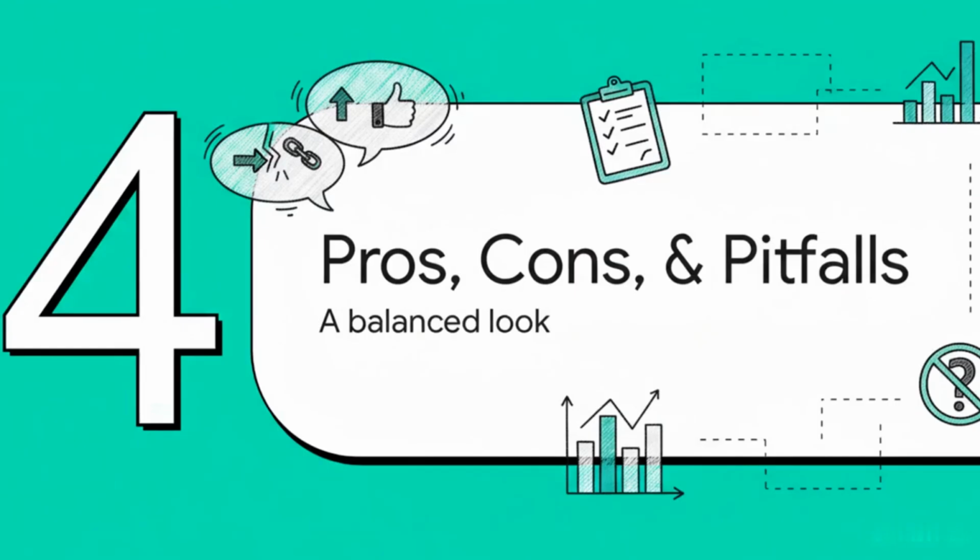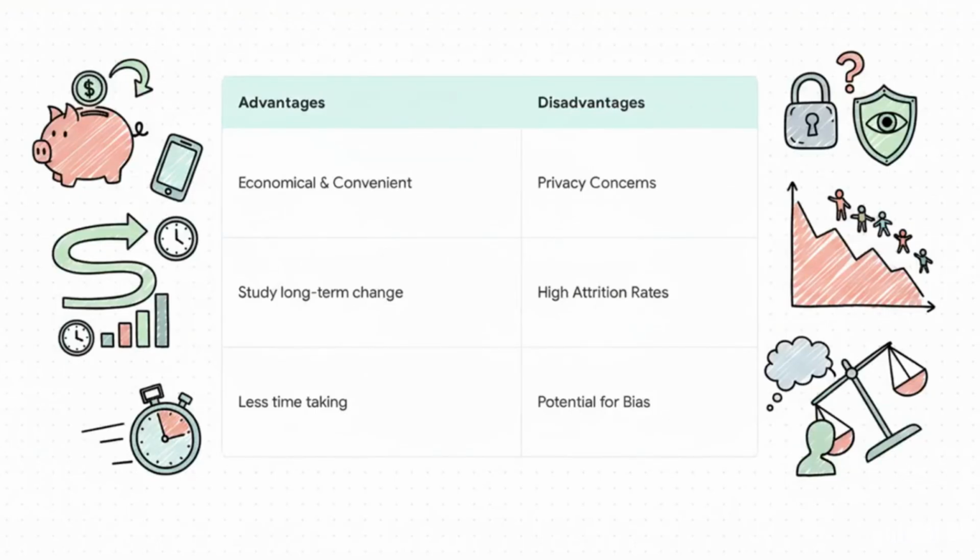Of course, like any research method, surveys aren't perfect. There's no magic bullet. So it's absolutely crucial to understand both the strengths and the potential weaknesses you're dealing with. Okay, on the plus side, surveys can be really economical and convenient. And like we said, they're fantastic for tracking changes over time. But there are some pretty big challenges. Low response rates can seriously mess with your results, especially in those long-term studies where people just drop out. Privacy is, of course, a huge concern, but maybe the biggest thing to watch out for is bias. This can sneak in everywhere, from how you word a question to people just giving you the answer they think you want to hear instead of what they actually believe.